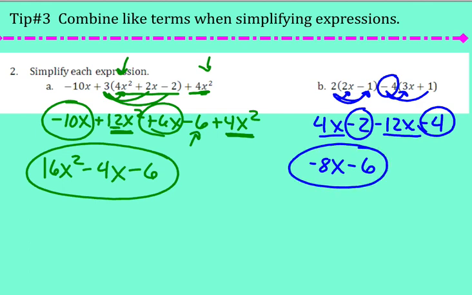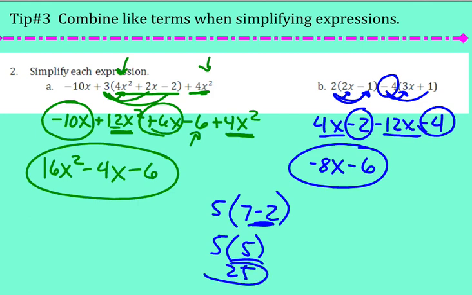So there's simplifying expressions. And this is where you would use distributive property. Now once again, if I had 5 times 7 minus 2, I wouldn't use distributive property here. This is evaluating an expression. I just combine these two to get 5 times 5, or 25. It's a little bit different than simplifying.